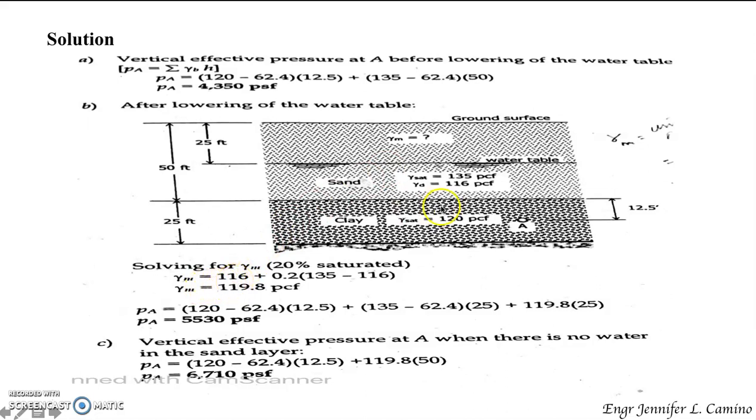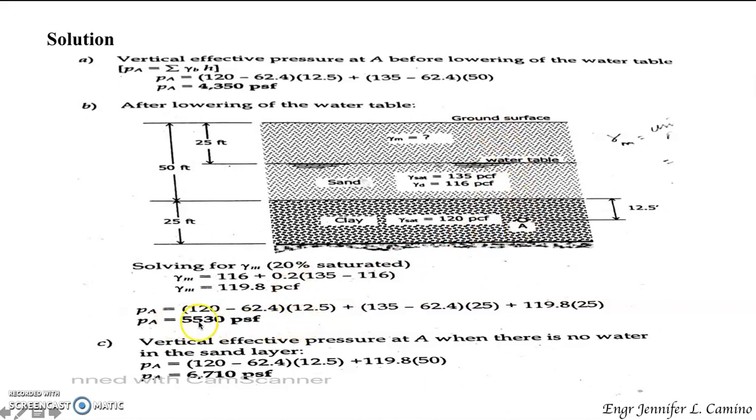So that would be equivalent to 116, that is the dry unit weight, plus you subtract 135 minus 116 times the 20% lowering of the degree of saturation. So it gives us 119.8 pounds per cubic foot. That is our unit weight after we lower the water table for this portion. Now we try to get the effective stress at point A after we lowered the water table.